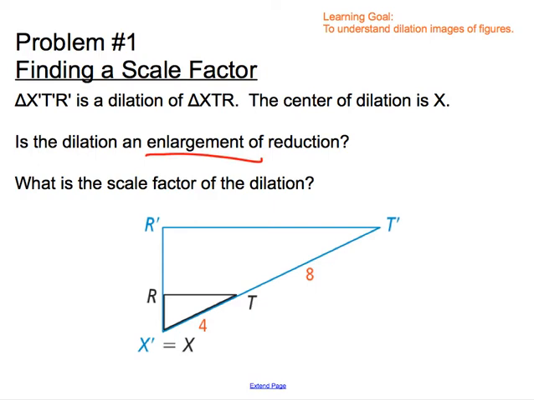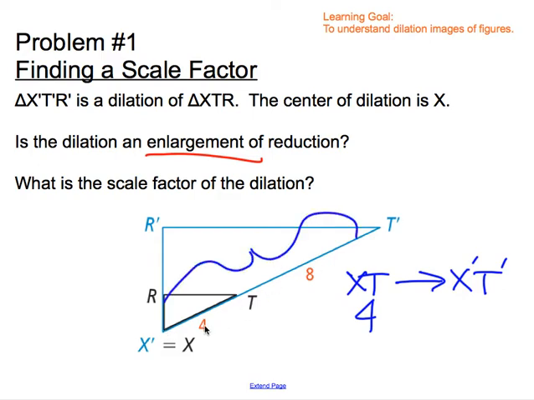Now the second question is one that definitely gives people fits. What is the scale factor of the dilation? So we start with X to T, and eventually X to T becomes X prime to T prime. So originally from X to T, we can see that this is a distance of 4. And now this is the part where people make mistakes. They go from X prime to T prime and they see this 8 and they just write down 8. Well, that's not what's actually happening. We're going from X prime all the way to T prime, so you can see that we actually have to take the 4 and add the 8. So this is 12.